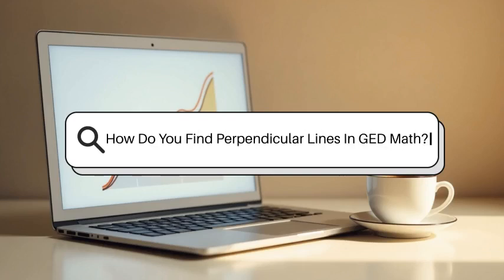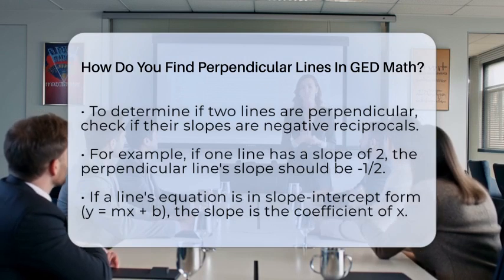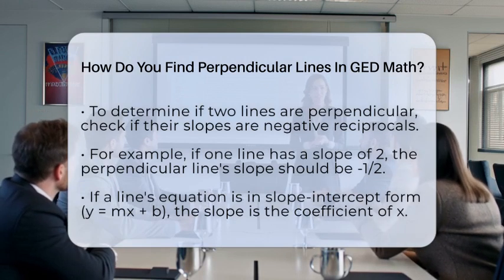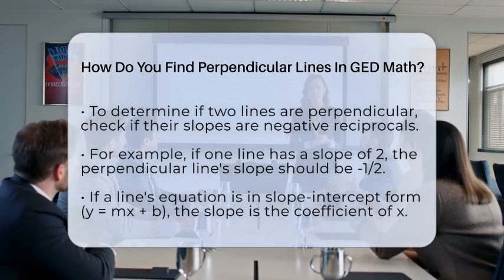How do you find perpendicular lines in GED math? Imagine you're trying to draw two lines that meet at a perfect right angle. How do you know if they are perpendicular? Well, in coordinate geometry, it all comes down to their slopes.